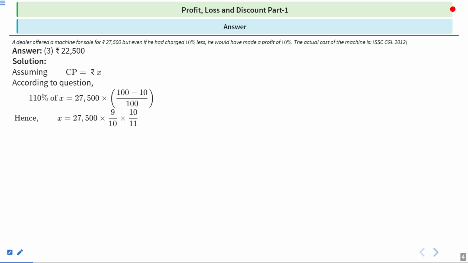When we calculate, we get X equals 27,500 multiplied by 9 upon 10 multiplied by 10 upon 11. So we get X equals 22,500 rupees. So the actual cost price of the machine is 22,500. Third is the correct answer. Next one.